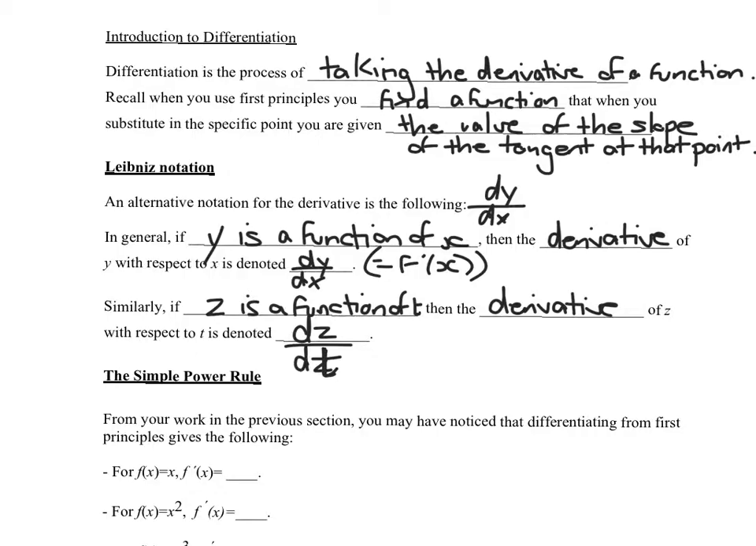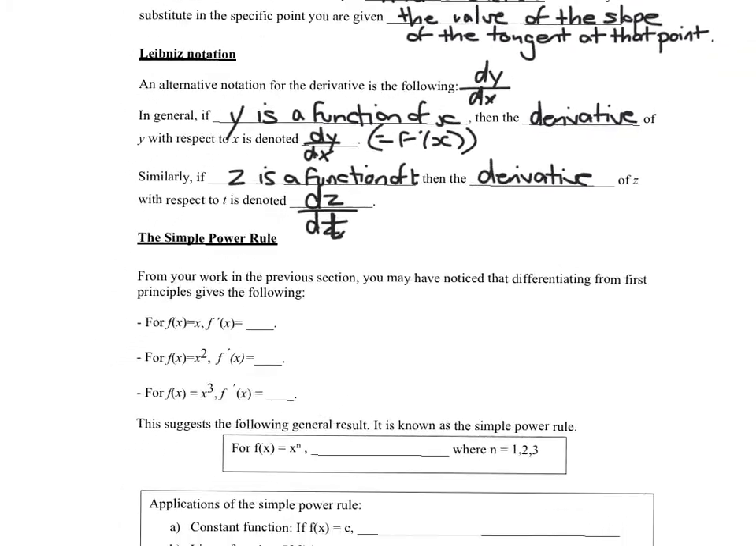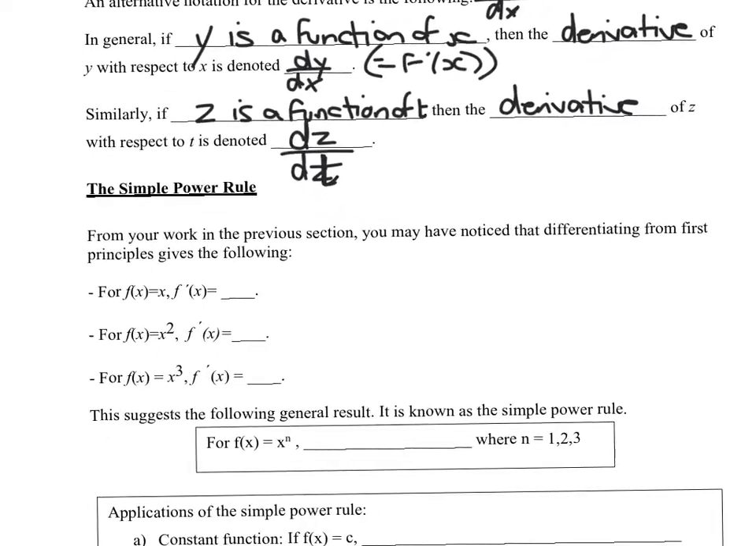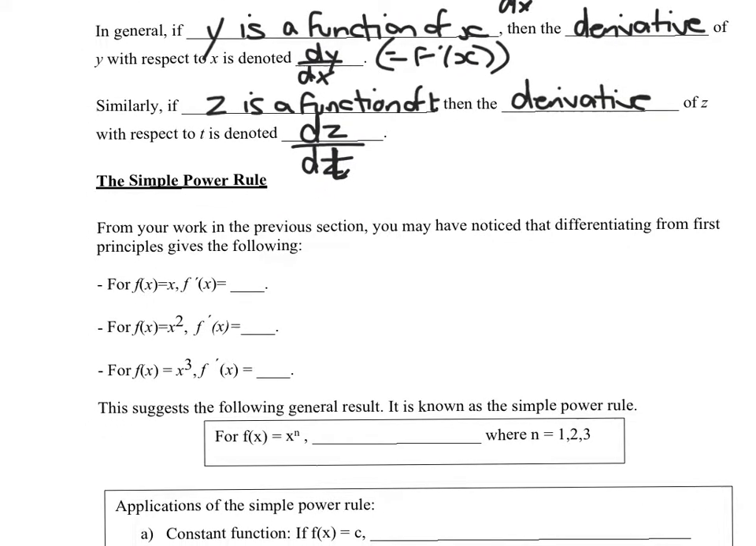Okay. Now, if you remember some of the previous examples, and you might not, but just trust me on this, if you differentiate these functions from first principles, so f of x equals x, f dash of x would have been 1. If you differentiate f of x equals x squared, f dash of x would have been 2x. And if you differentiate f of x equals x cubed, f dash of x would have been 3x squared.